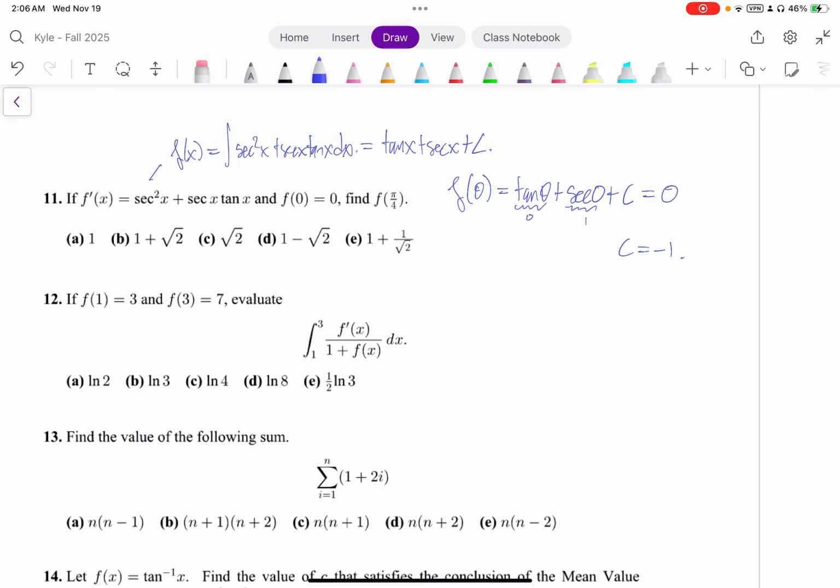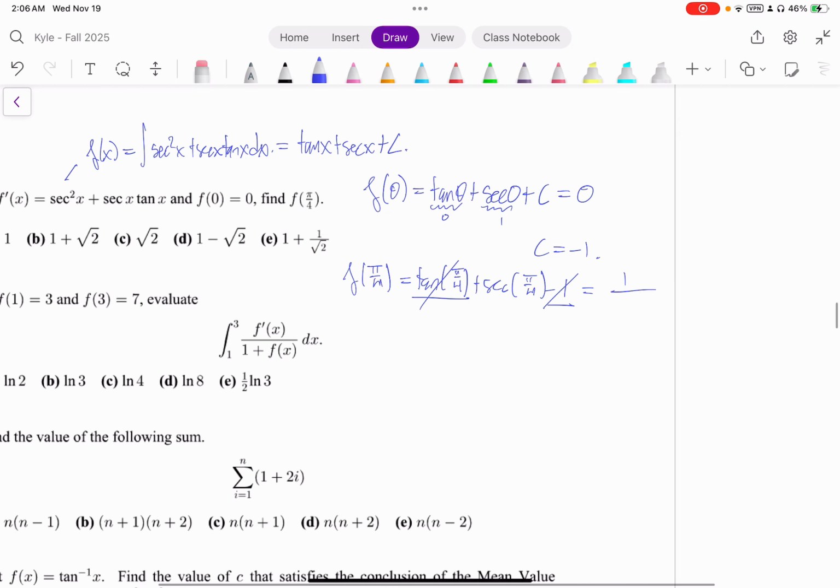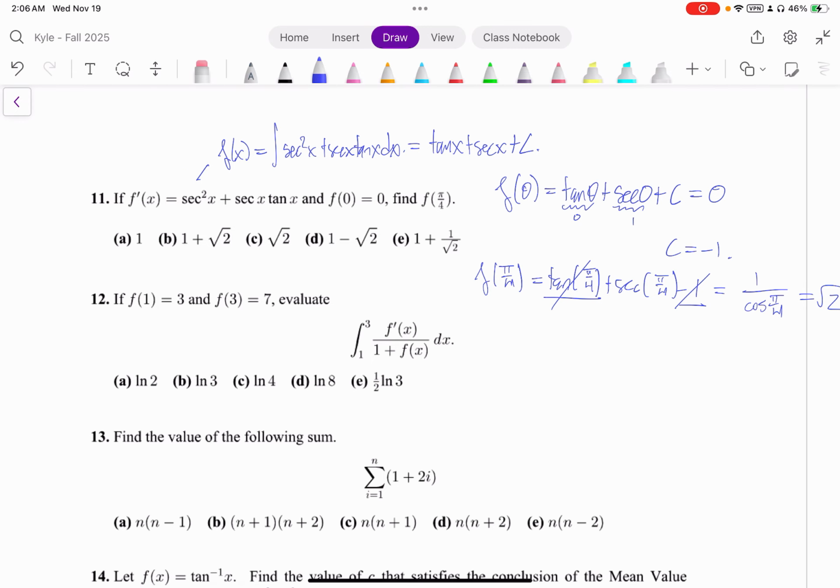So in that case, f of pi over 4 will be tan of pi over 4 plus secant of pi over 4 minus 1. Here, tan of pi over 4 is 1, so these two cancel. Secant of pi over 4 is 1 over cosine of pi over 4. Cosine of pi over 4 is root 2 over 2, or 1 over root 2, so our final answer is just going to be root 2. So C.